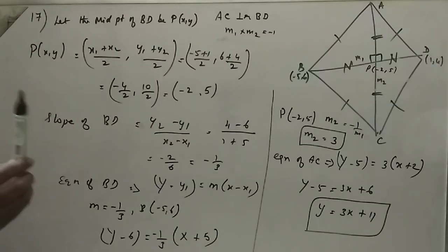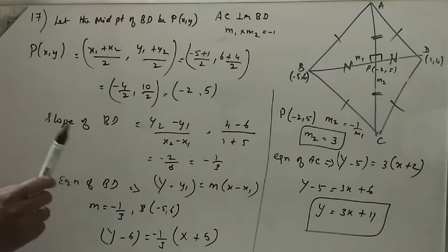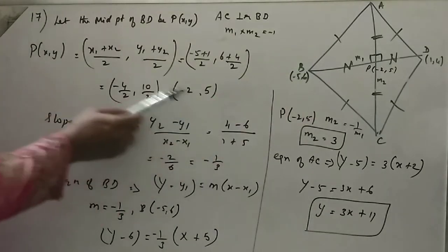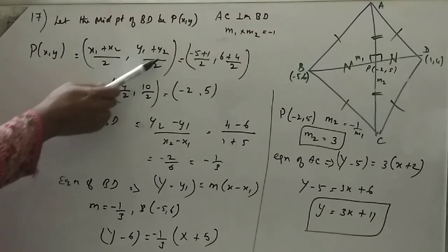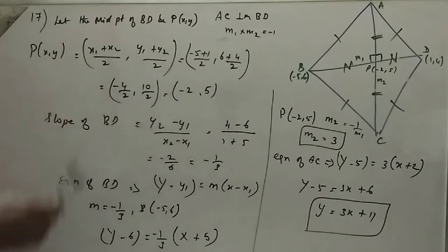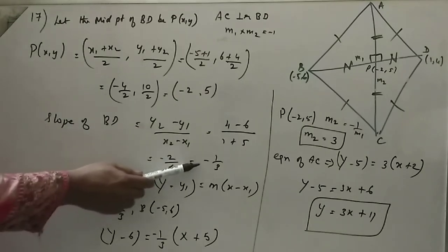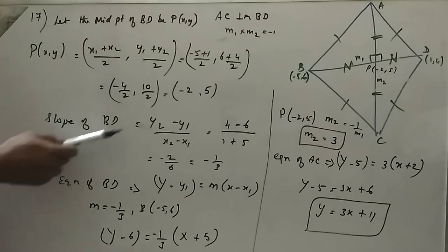So, ABCD is a rhombus given and asking you to find the equation of a line BD and AC. So, first you have to find midpoint of BD. You got it, minus 2 and 5. Using the formula x1 plus x2 upon 2 and y1 plus y2 upon 2, you got the P minus 2, 5. Next, we have to find the slope of BD. That is minus 1 upon 3, you got it. This is M1. What will be M2?